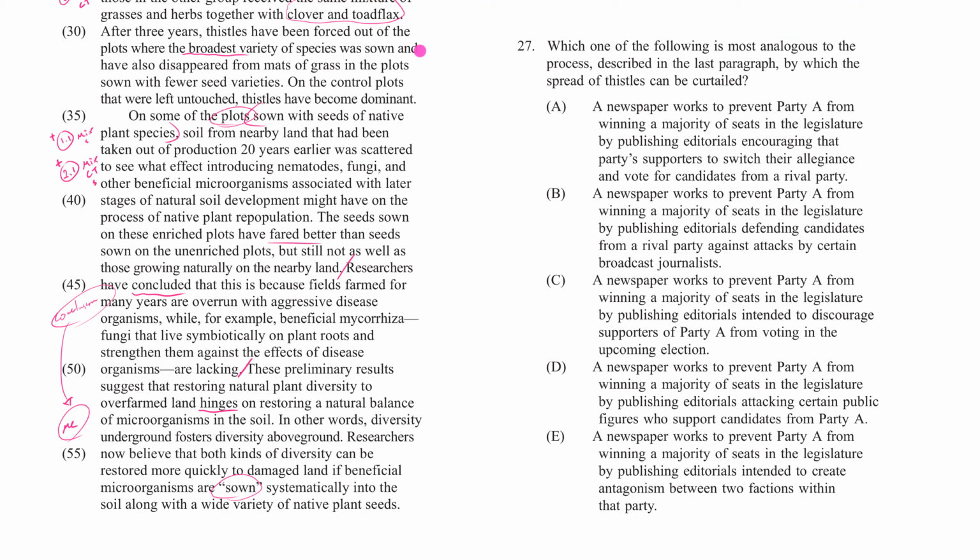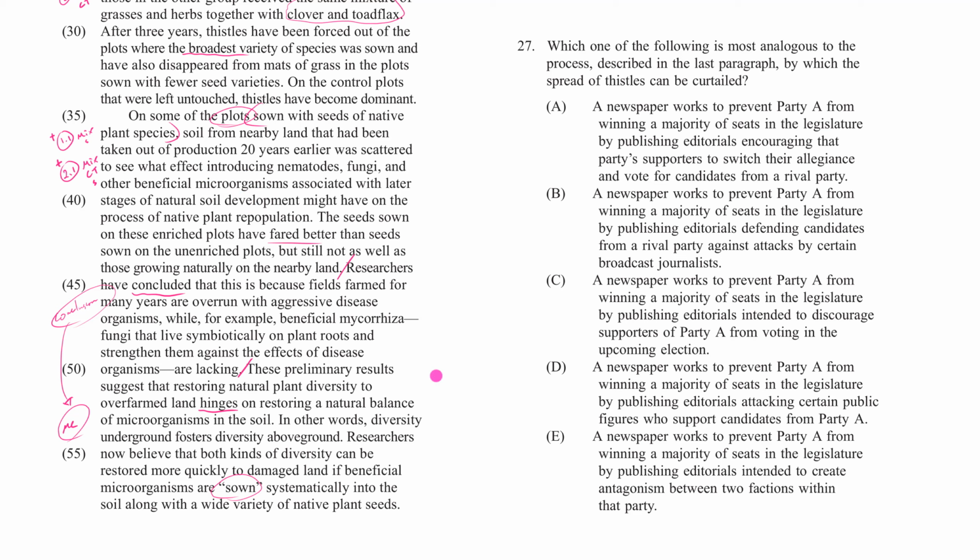Well, thistles was pushed out in the second paragraph, and it was pushed out because the beneficial mix of native grasses and herbs forced them out, pushed them out. There's only so much land. If these things are growing strong, there's no space for thistles. But what does this paragraph have to do with that? Well, this paragraph tells you about the microorganisms that aid these beneficial grasses and herbs.